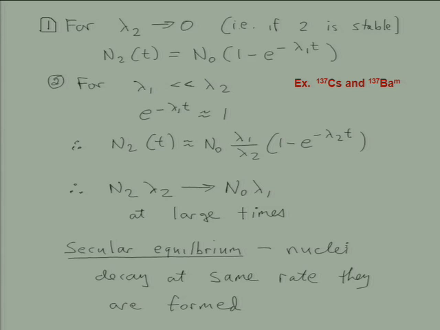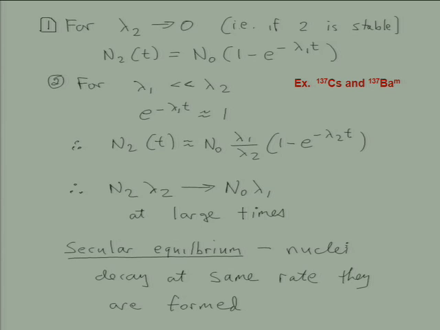There were no daughters initially present, and let's verify that that's true. So at t equals 0 in that expression, e to the 0 is 1, 1 minus 1 is 0. There are no number 2's present at t equals 0. As t gets very, very big, e to the minus lambda t goes to 0. So I get n0 times 1, which is n0.